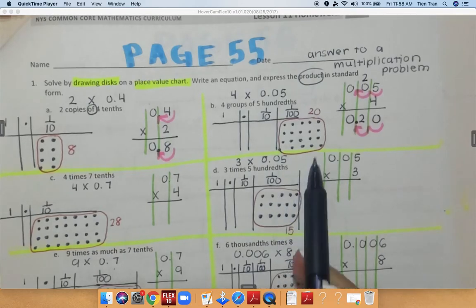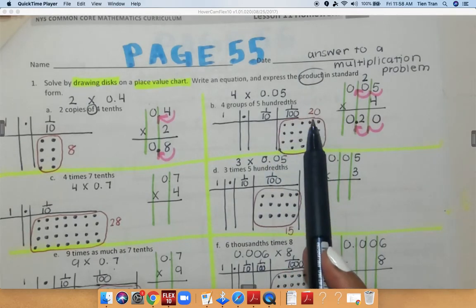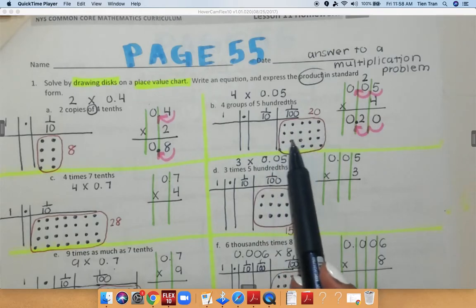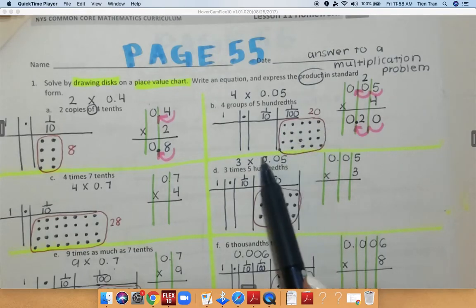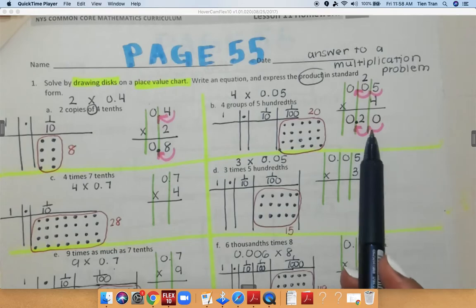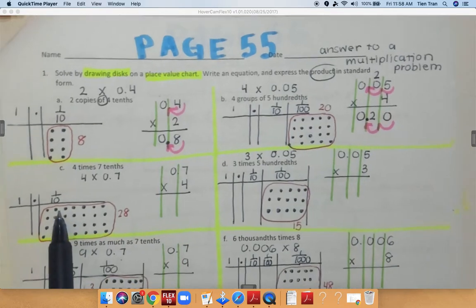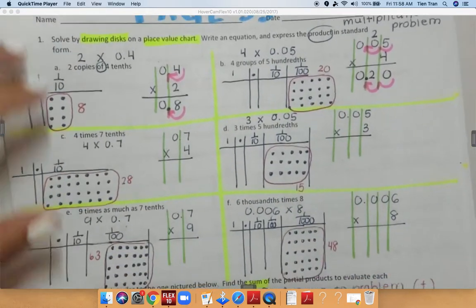Because remember, you cannot put all of your answers in here because that's way too much in the hundreds place. So you need to move it to the tenths place. So 2/10. Now I'm going to move on to problem C.